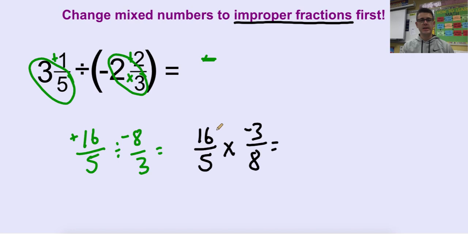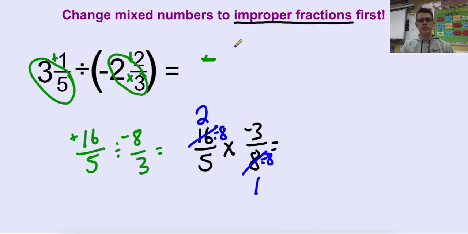In this case, 16 and 8 can each be divided by 8. Somebody else might have divided by 4, divided by 2. That's fine. You might just have to do a little extra simplifying before you're done. 8 divided by 8 is 1. 16 divided by 8 is 2. I don't see any more that I can simplify, so I multiply.